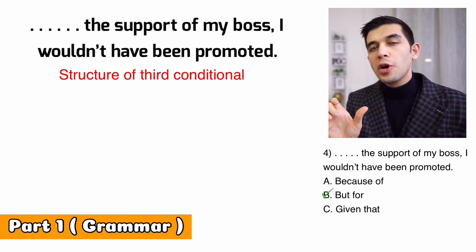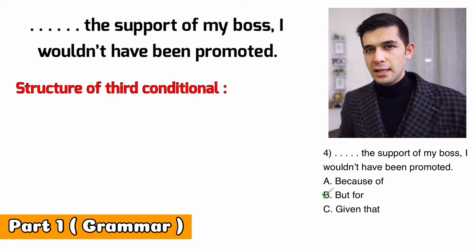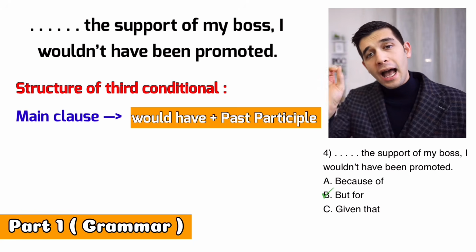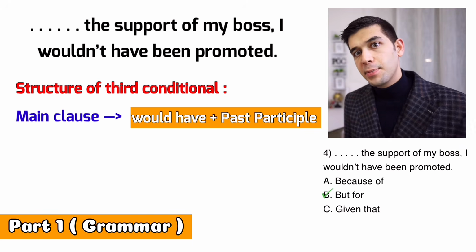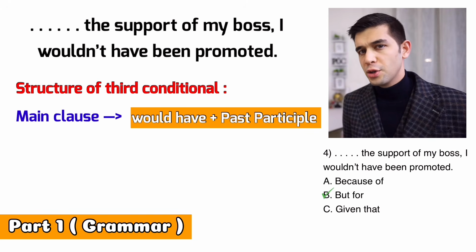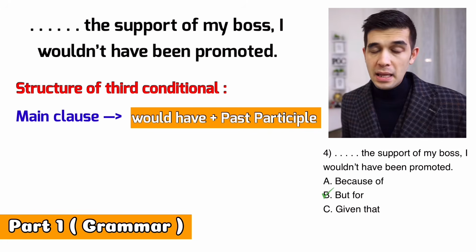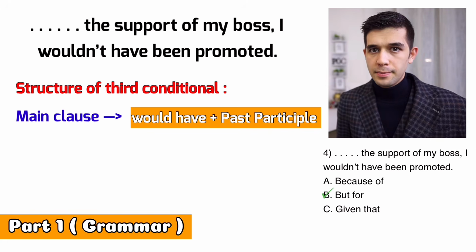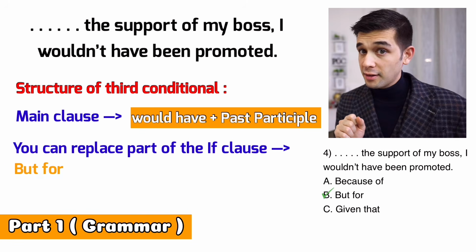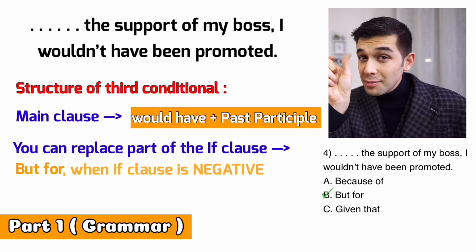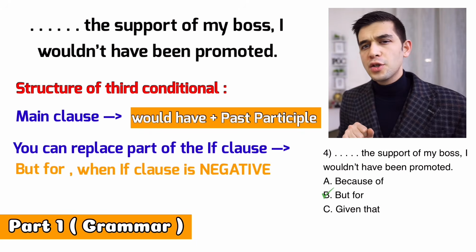This is the structure of third conditional sentences. In the third conditional sentences, the main clause is would have past participle. And here we have wouldn't have been, and been is past participle. So this can be a third conditional, but it doesn't have an if. That's the advanced point. In the third conditional sentences, you can replace part of the if clause with but for. But when? When that part of the if clause is negative. Now, what do I mean? The original sentence was this.